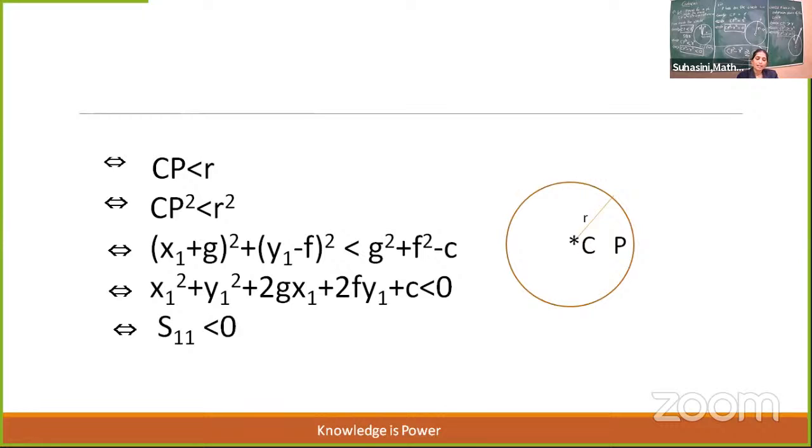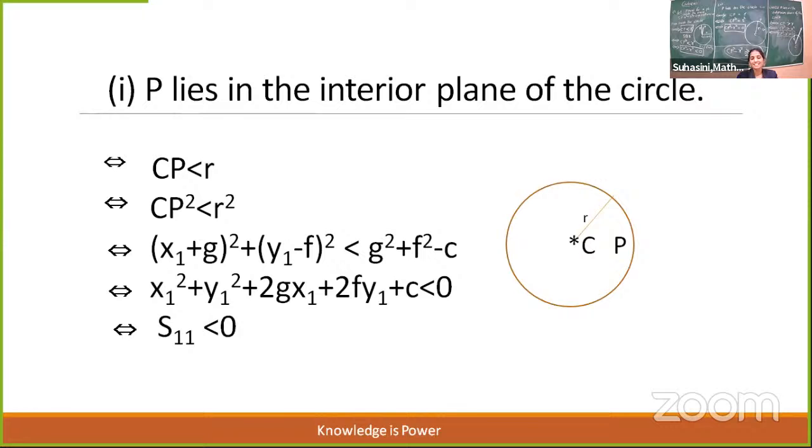And what is the remaining term? x1 square plus y1 square plus 2gx1 plus 2fy1, and minus c, when it is transposed with respect to addition onto the left hand side, will become plus c. This complete expression is now S11. So S11 is less than 0, and P lies in the interior plane of the circle.